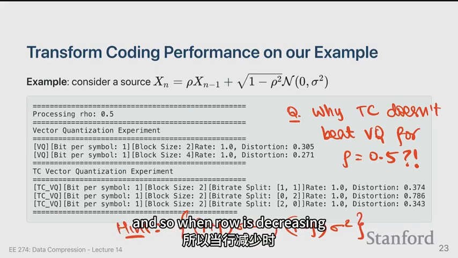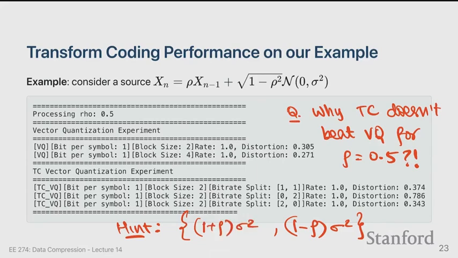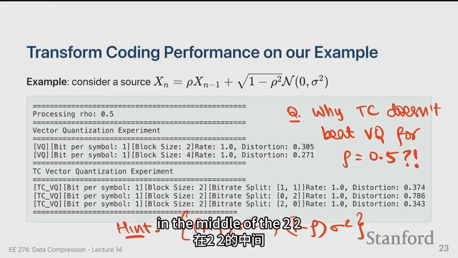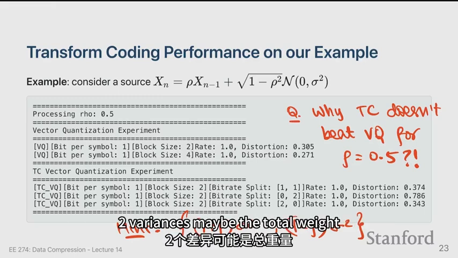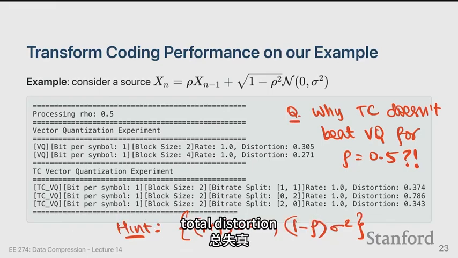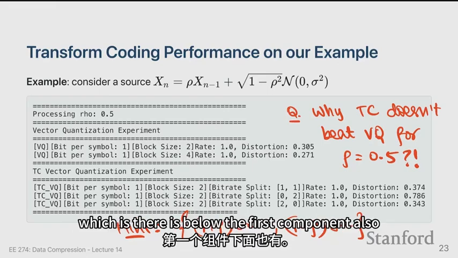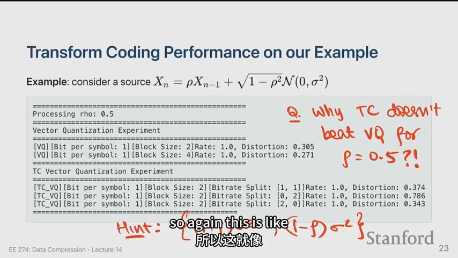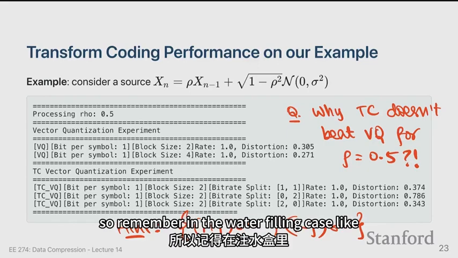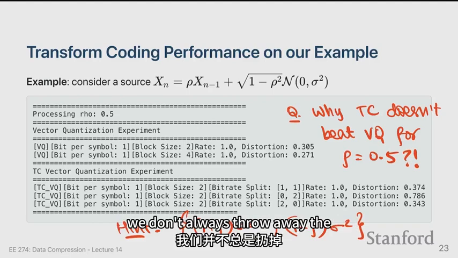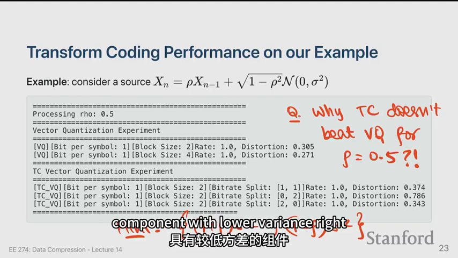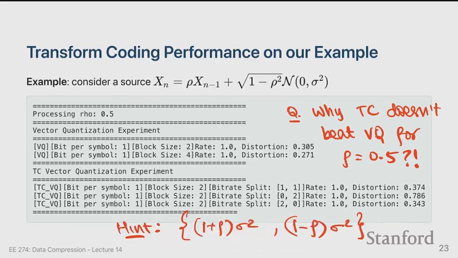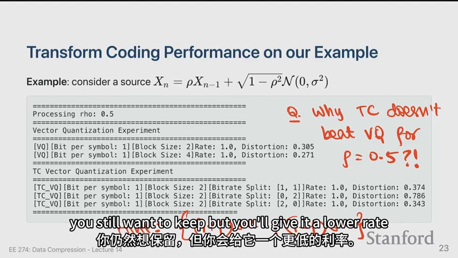And so when rho is decreasing, basically you are probably in a scenario where the distortion is not in the middle of the two variances. Maybe the total distortion is below the first component also. So you can't throw away the first component completely. So again, this is like a repeat of water filling, right? Remember in the water filling case, we don't always throw away the component with lower variance, right? There is a case when your distortion is lower than the sigma, you still want to keep it, but you will give it a lower rate.